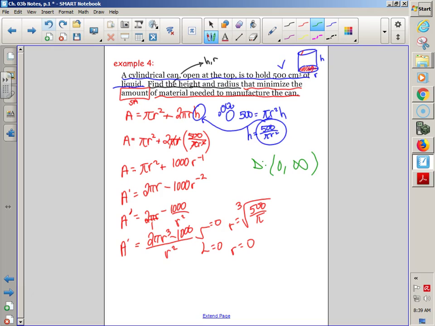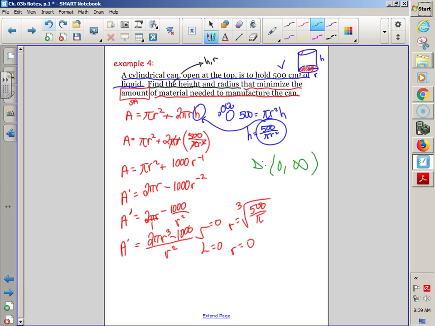Now think like an actual business, a manufacturing business. Would you actually have your only constraints be 0 to infinity for r? No. Who wants a can that's like a little pipette? Be like, yay, 500. No, that'd be horrible. So there would be other constraints. They just didn't give us any. So we're like, all right, whatever.